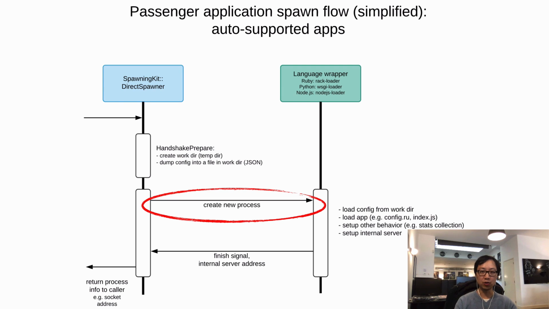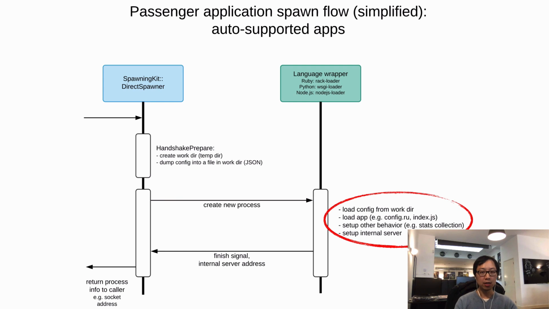Next, Spawning Kit executes the so-called language wrapper. This is a script which is part of Passenger. We have a different script for each language. For example, the language wrapper script for Ruby is called rack-loader.rb. So one thing to understand is that in a normal spawning flow, Passenger does not execute the application directly. Instead, the wrapper is responsible for loading the app inside the same process. On Ruby, this is implemented with eval. On Node.js, it is implemented with require. The wrapper also performs a bunch of other things, such as setting up stats collection and setting up an internal server.